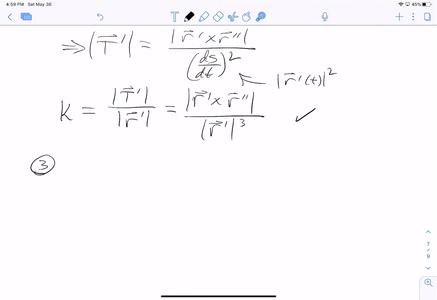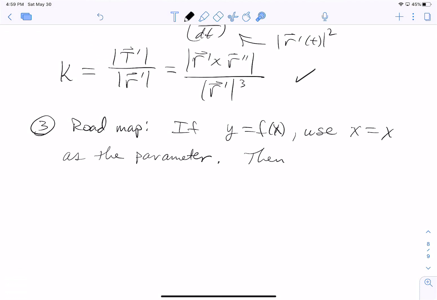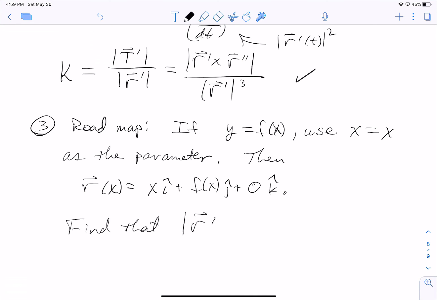For expression 3, I'm not going to give you the whole thing, I'll just give you a roadmap. If y is equal to a function of x, then we would use x equals x as the parameter. Then we would express the curve r of x as x i plus f of x j plus 0 k. And then you can find that the magnitude of r prime cross r double prime turns out to be the absolute value of the second derivative of f. I will leave that to you.